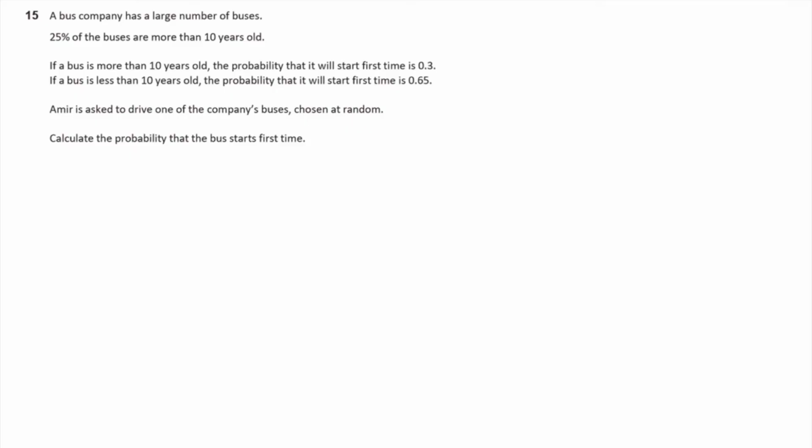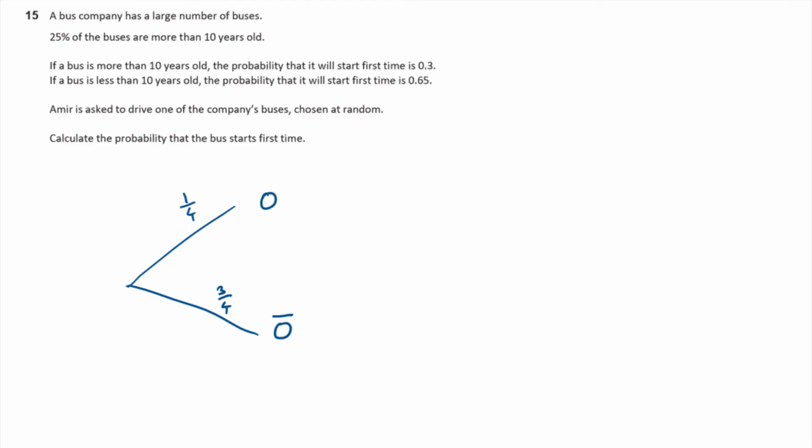Okay, so I'm gonna start this off by drawing a kind of like a probability tree. So the first branch, I'm going to consider whether or not the bus is more than 10 years old or not. So I'm going to say, is it old or not old? Okay, so the probability that it's old is 25%, isn't it? As a fraction, 25% is 25 over 100, which is 1/4. So 1/4 of the buses are old, and that means that 3/4 of the buses are not old.